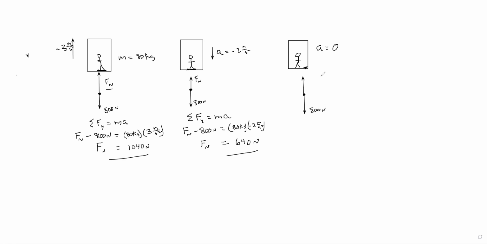So 800 newtons going down, you got normal force going up. And you can see if you're moving at constant velocity, this is a situation with equilibrium, which means normal force is going to equal the 800. So it's just like standing on a scale in a room. Constant velocity doesn't cause a change in your weight.